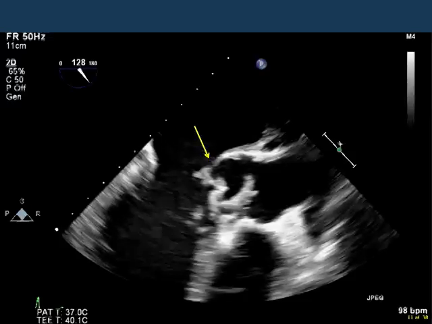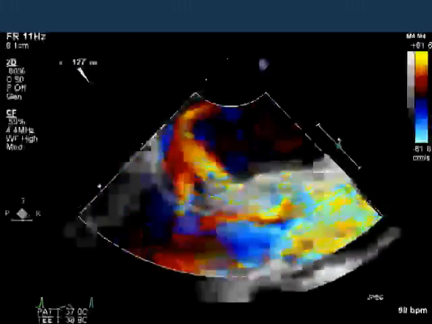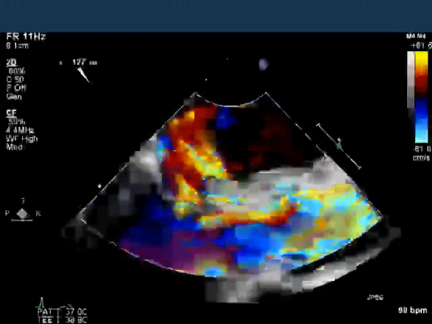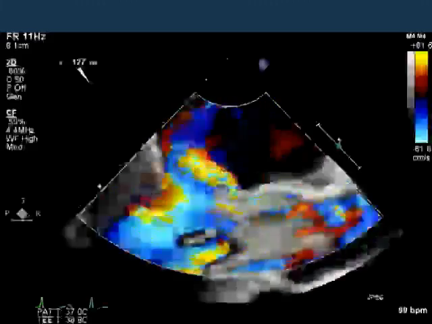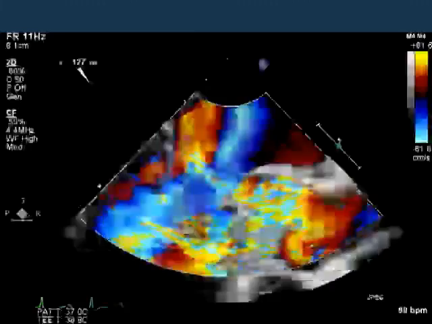If you look at the next slide, you can now see that in addition to the aortic insufficiency jet, and by the way, there is some mild MR, but that's not the patient's problem, there is continuous flow from the aorta into the left atrium.